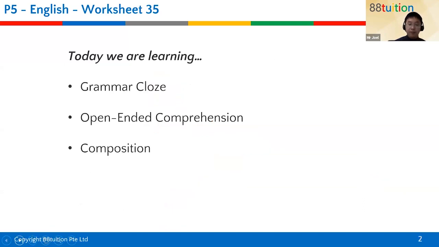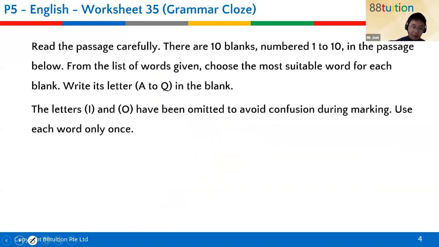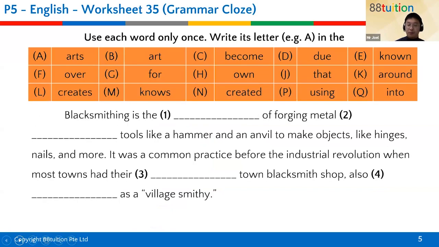Let's start. Grammar cloze. Grammar cloze is one of the easier parts of your exams because they actually give you the helping words at the top. But the problem is you only have 10 questions, but you have 15 helping words. So that means out of the 15 helping words, you don't need to use 5.